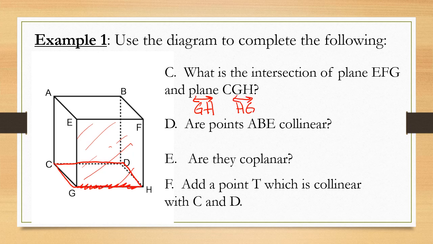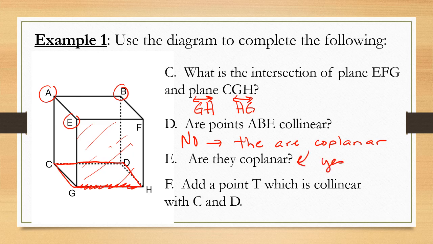Question D. Are points A, B, and E collinear? Here's point A, here's point E, and here's point B. And the answer is no. They are actually not in the same line. They are on the same plane. Therefore, they are coplanar, which is our next question. Are they coplanar? And yes, they are coplanar.